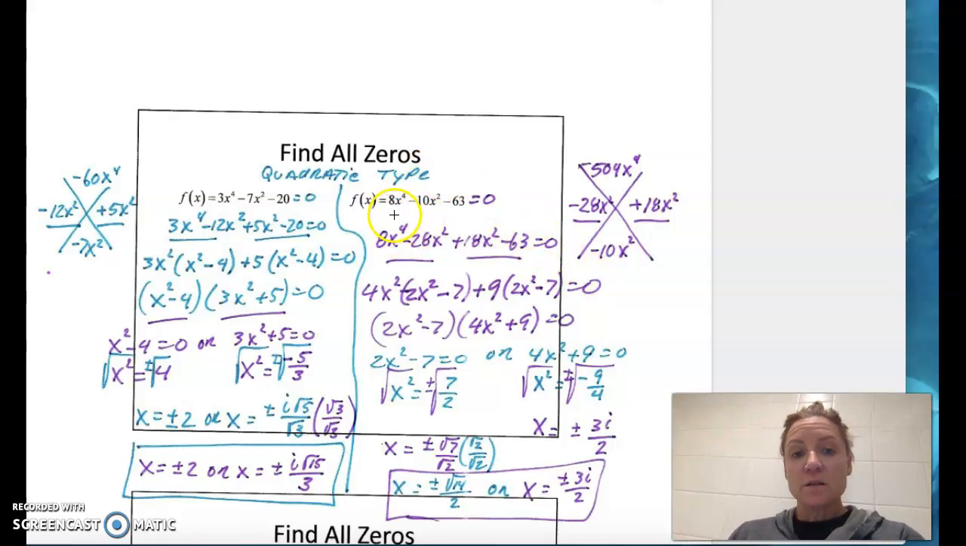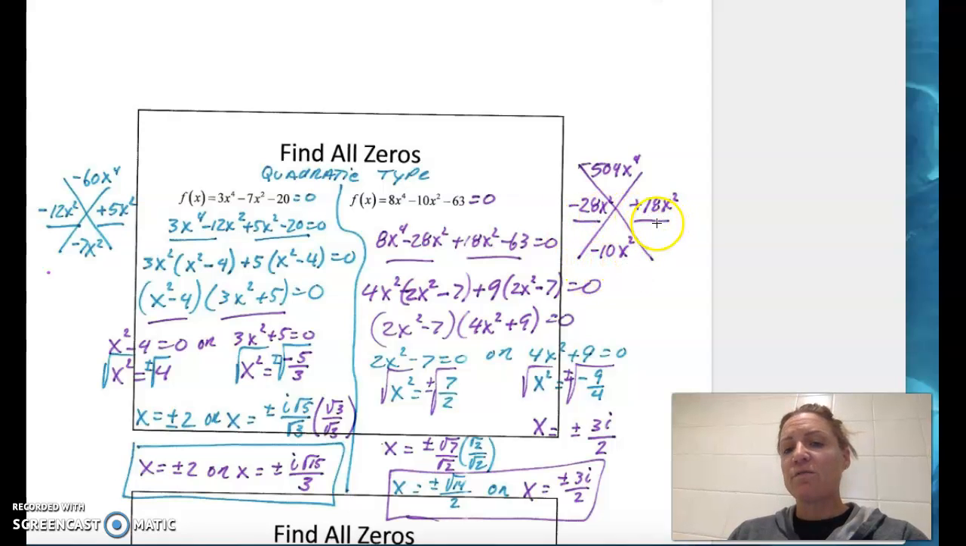All right. Problem on the right, same thing. 8x to the 4th minus 10x squared minus 63. So we want to split it into 4 terms in order to factor by grouping. So we're going to multiply 8x to the 4th by negative 63, which is a really large number. It's negative 504x to the 4th, and negative 10x squared.